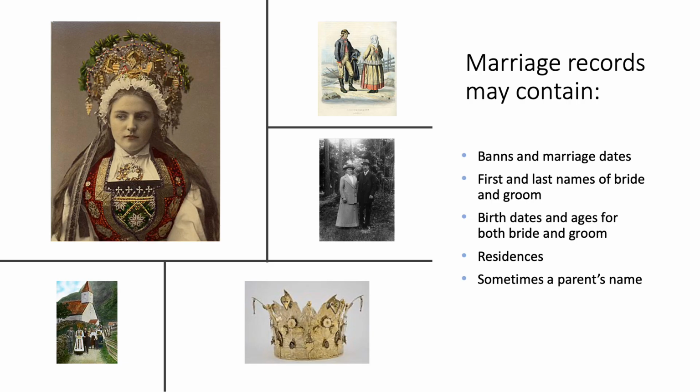Here are some of the elements that one may find in the marriage record: the dates for the banns and marriage, the first and last name of the couple, the bride and groom's birth dates and ages, their residences, and sometimes the name of a parent may be given.